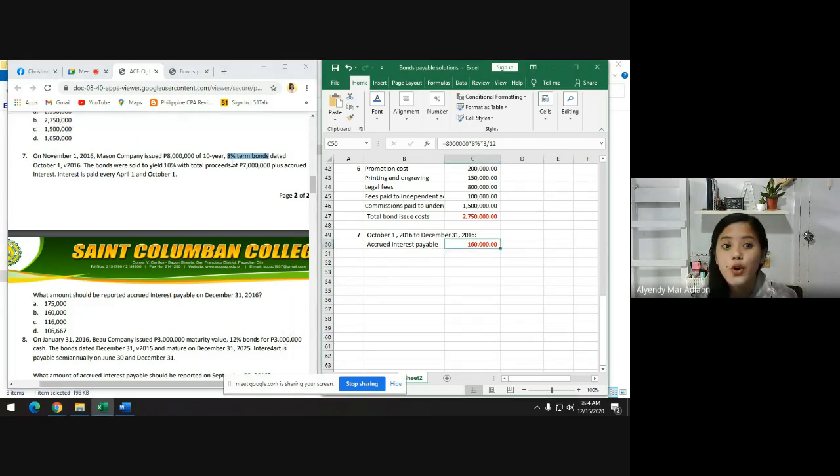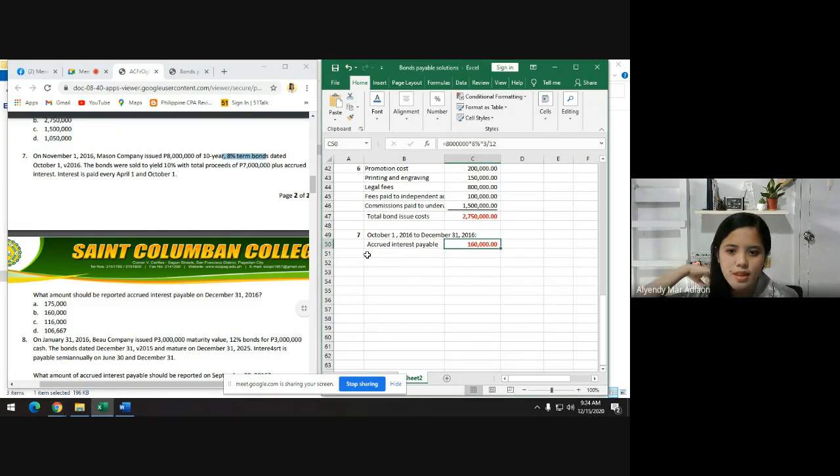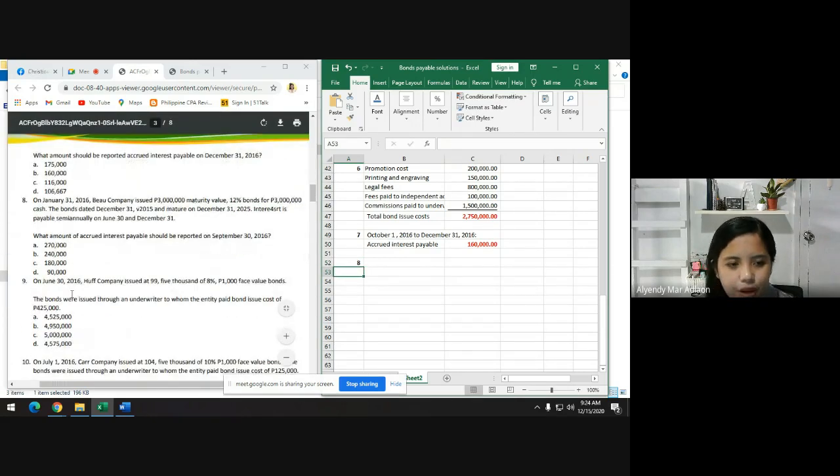Okay? So, you base it to the interest that is stated in the bonds. Okay? Kung ang pangutana is pila ang interest. Okay? Accrued interest payable, that is 160,000 based on the 8%. Okay? So again, if you have questions, you may just raise your hands. Next, let's go to number 8.